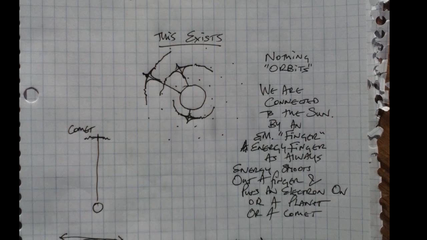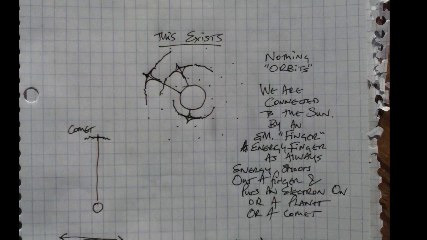Everything is electrical and we're on a string. Same as every person on this planet has an EM field running through them. We are like Pinocchio. Everything in the universe is an electrical mechanical relationship. Energy moving matter. So that on screen exists. A comet the same way. Nothing orbits. We're all connected to the sun by an EM finger.